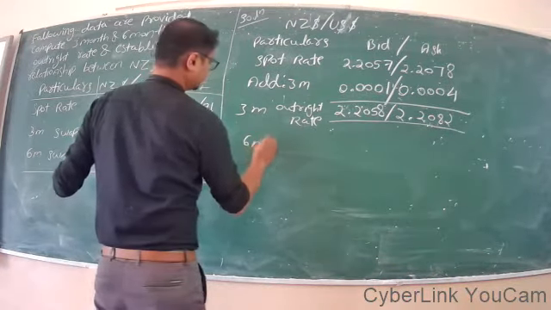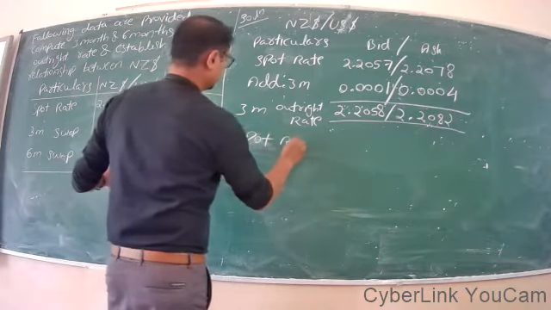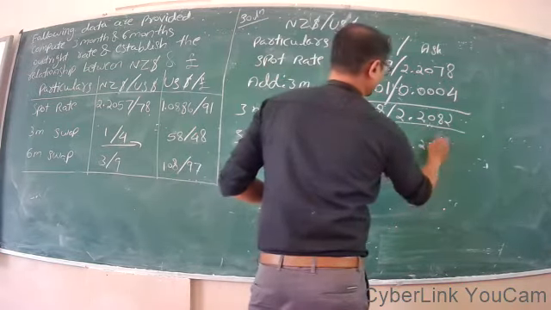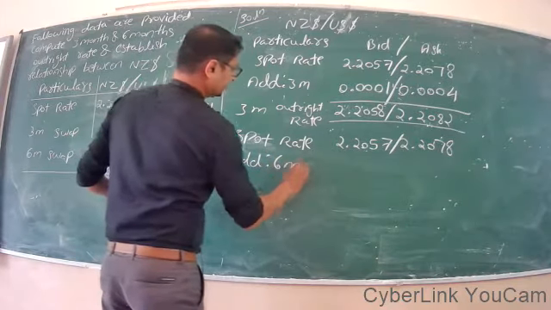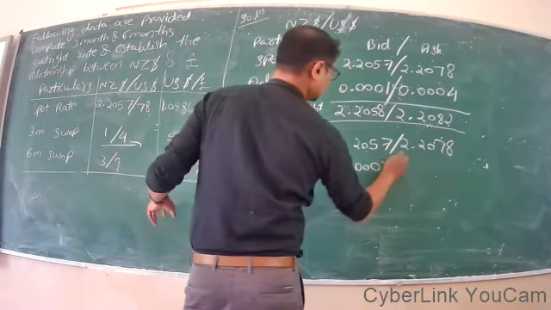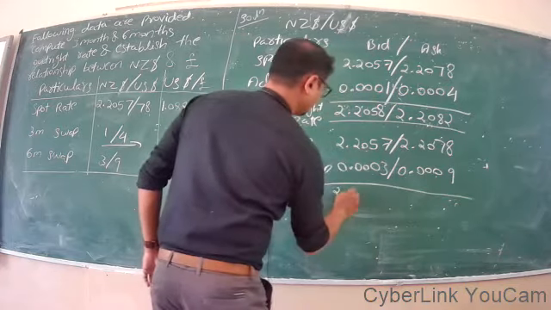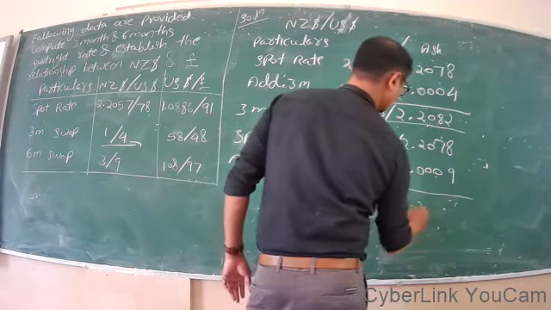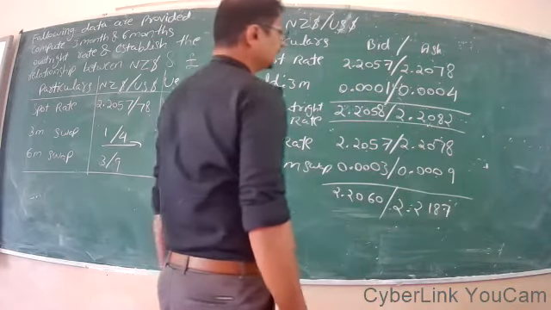Now the 6 months swap. Again, since it is in increasing order, we have to add it to the spot rate. Spot rate given is 2.2057 as the bid price and 2.2078 as the ask price. So 3/9, since it is in increasing order, the 6 months swap, you have to add it: 0.0003 and 0.0009. It is 2.2060 as the bid price and 2.2187 as the ask price, right?